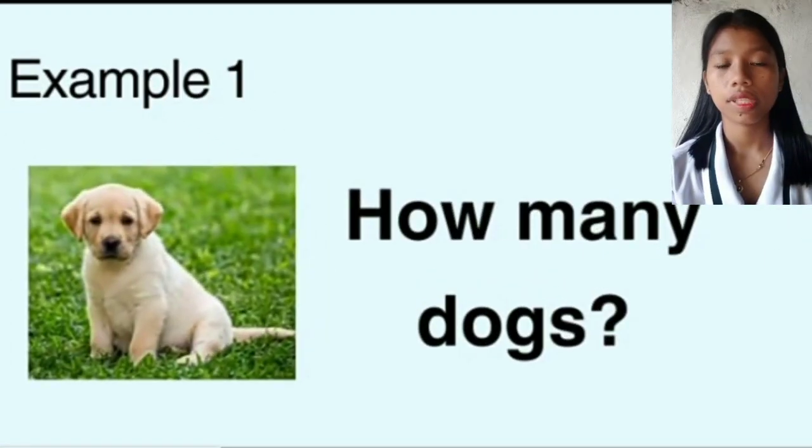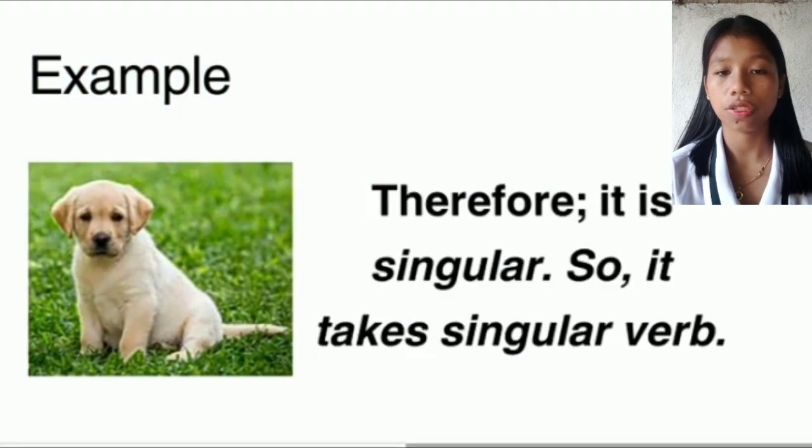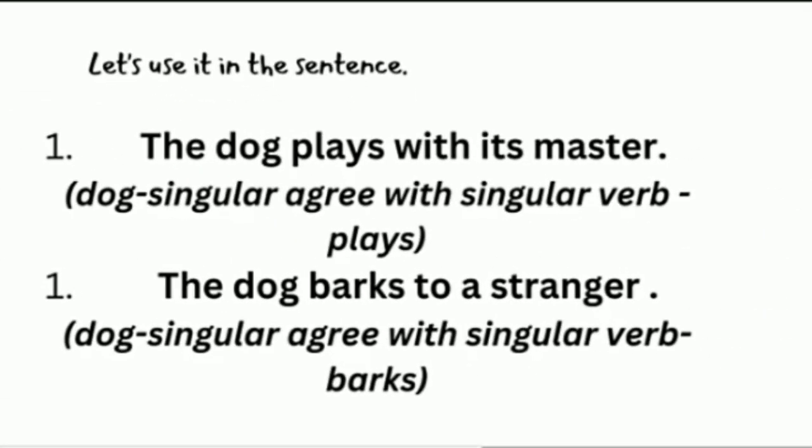Basic rules. A singular subject takes a singular verb, whereas a plural subject takes a plural verb. Example number 1. There is only one dog. Therefore, it is singular. So, it takes a singular verb. Let's use it in a sentence. The dog plays with its master. Dog is a singular subject in agreement with the singular verb plays. Example number 2. The dog barks at a stranger. Dog is a singular subject in agreement with the singular verb barks.